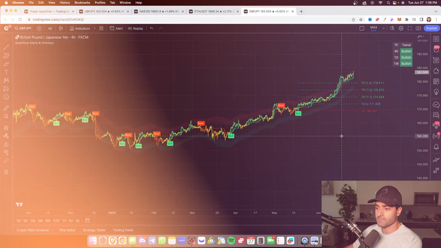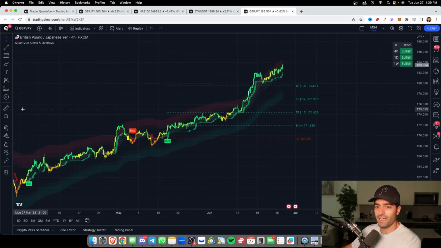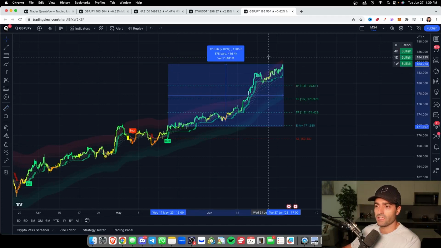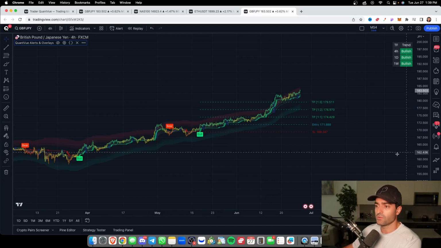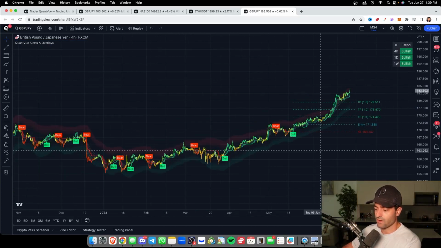So here in the 4-hour chart, we actually got a super strong swing trade here. Obviously that was over the course of basically a month, but we're going to go down to a shorter time frame for those that are actually day trading.